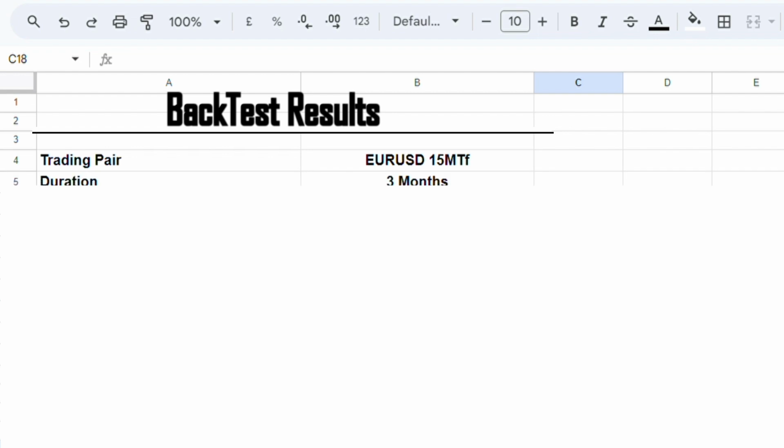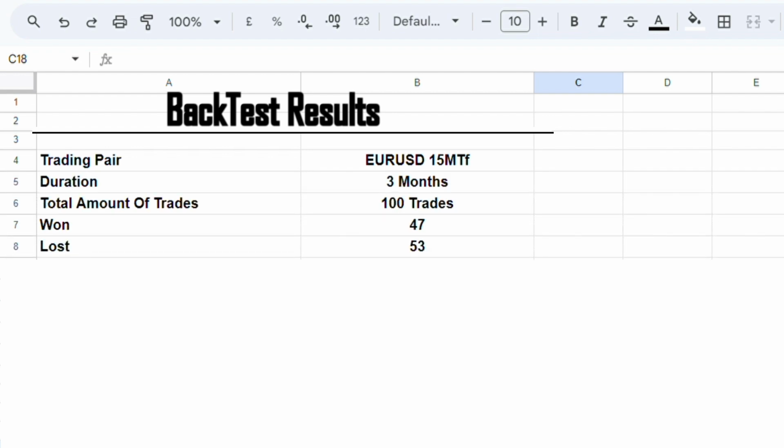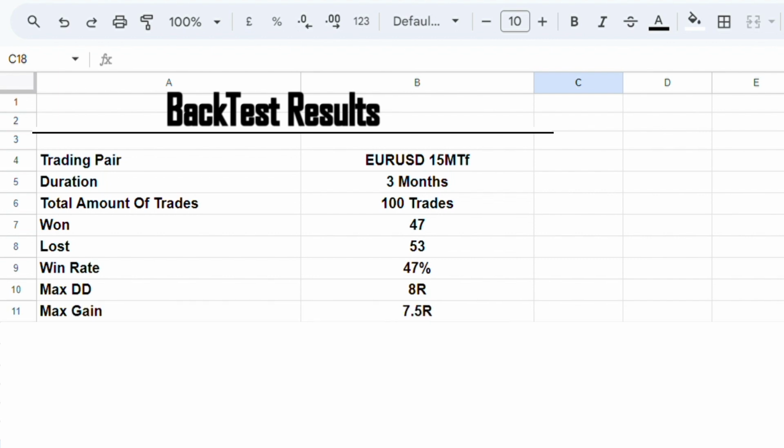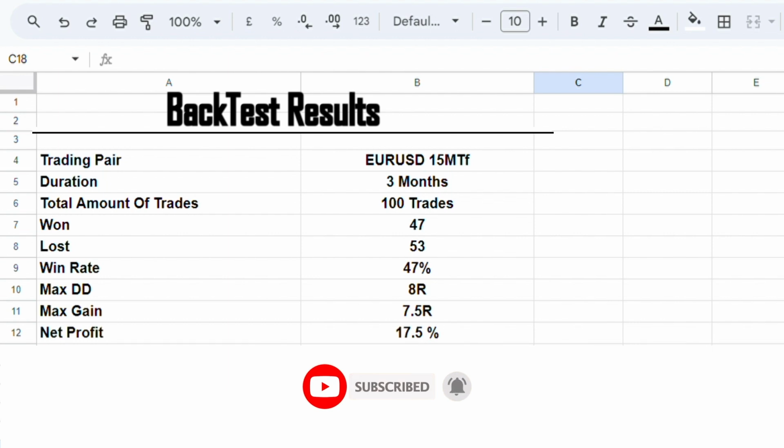Okay, so in 3 months I took 100 trades, 47 won and 53 lost, which means we had a win rate of 47%, a max drawdown of 8%, and a max gain of 7.5%. So that was negative, and the win rate was just about enough to be able to be profitable, and the net profit was 17.5%. Now to me that's definitely feasible, especially if you have a big account.